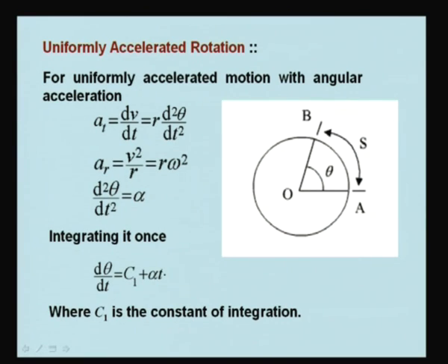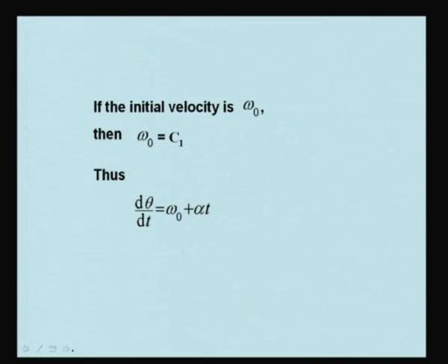Constant c1 can be found from the initial condition. If the angular velocity is omega 0, then at time t is equal to 0, omega is equal to omega 0, thus c1 is equal to omega 0. Thus d theta by dt is equal to omega 0 plus alpha t, or omega is equal to omega 0 plus alpha t. This is the same way as you get the equation of motion v is equal to u plus at.